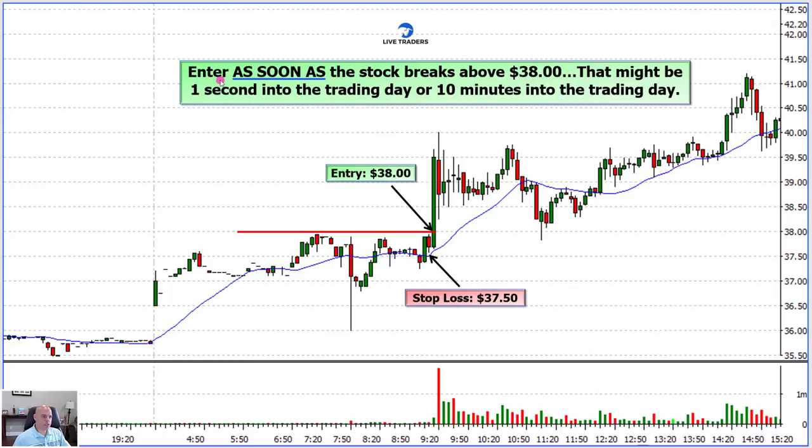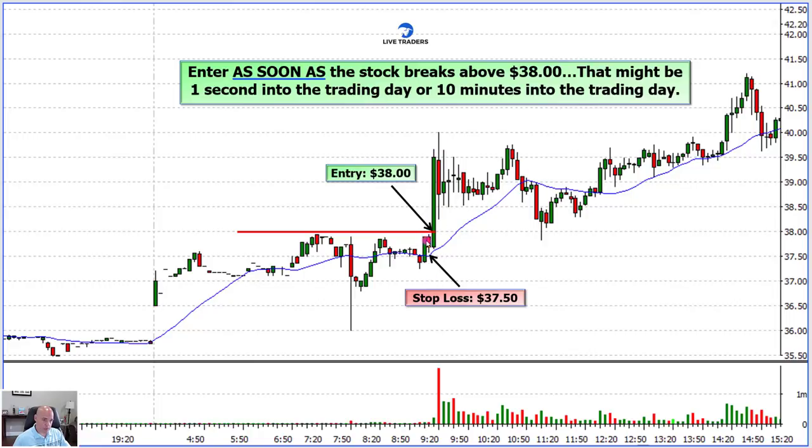Okay, so enter as soon as the stock breaks above $38. That might be 1 second into the trading day. It might be 10 minutes into the trading day. But I want to take this above 38 on this 3-bar play. And I'm going to put my stop right under bar number 2, which is 37.50. This stock ripped in 5 minutes. It went from 38 to 39.50 up to $40. This thing went $2, or 4-to-1 on your money, in just over 5 minutes because of the wide bar, narrow bar rip.